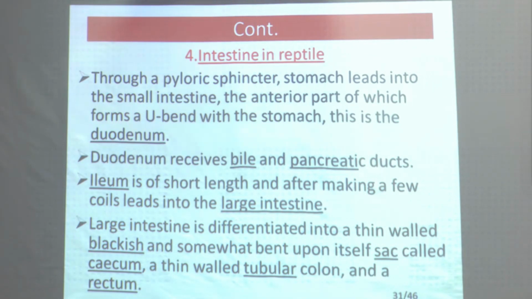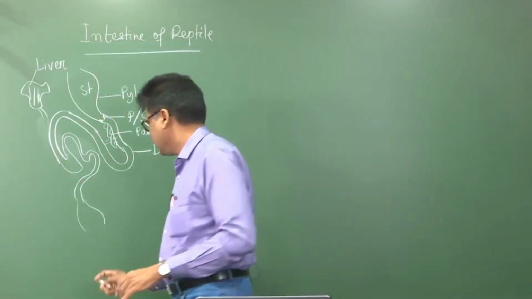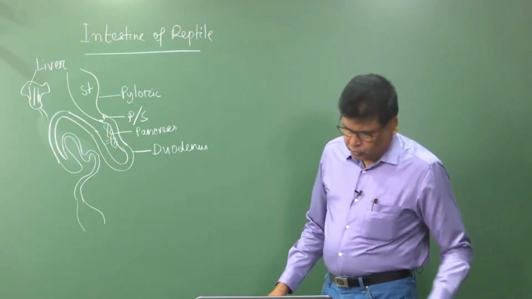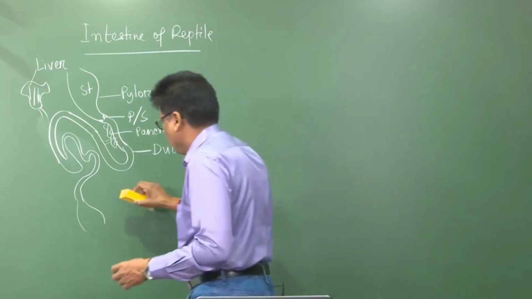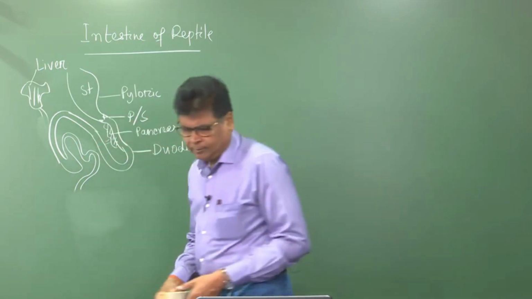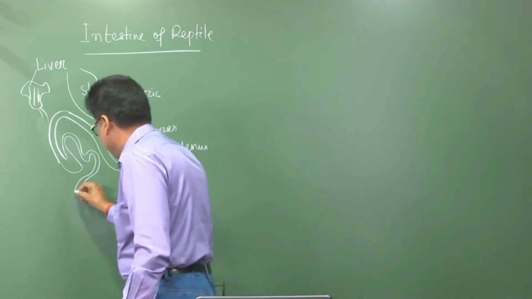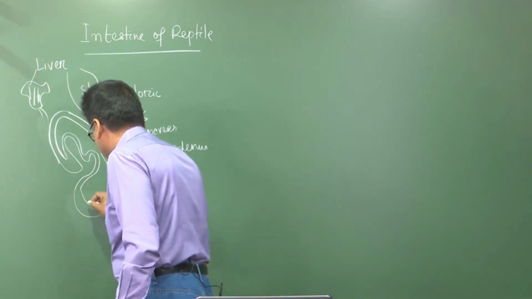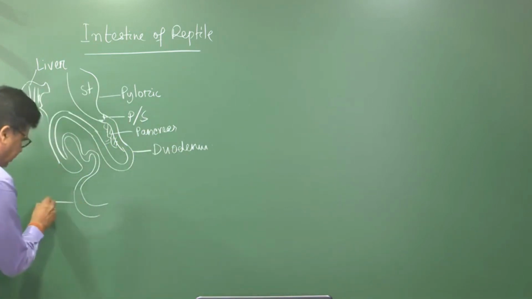In case of reptile, the large intestine is differentiated into a thin walled, blackish and somewhat bent sac called the cecum, a thin walled tubular colon, and a rectum. The first one is the cecum. Just after some coils, this opens to the structure. I am writing here the first one, a thin walled, blackish and to some extent bent sac, called the cecum.